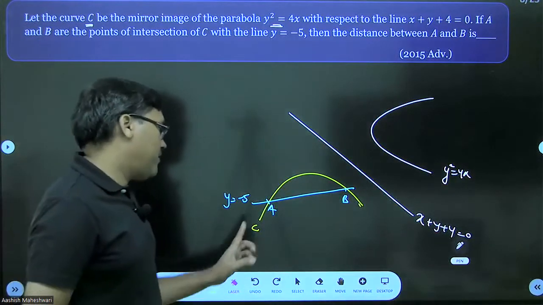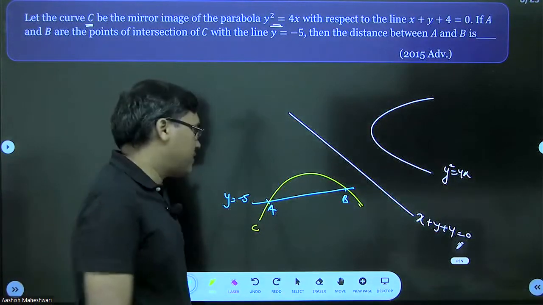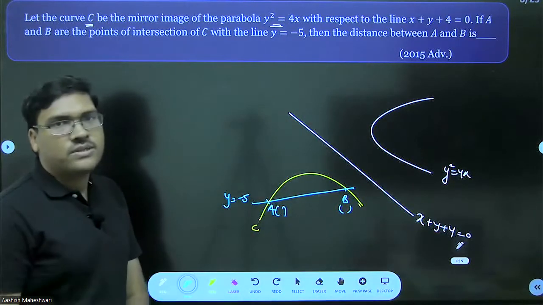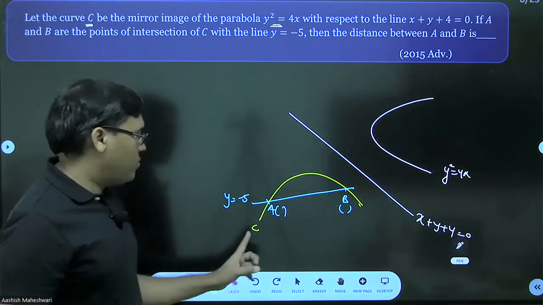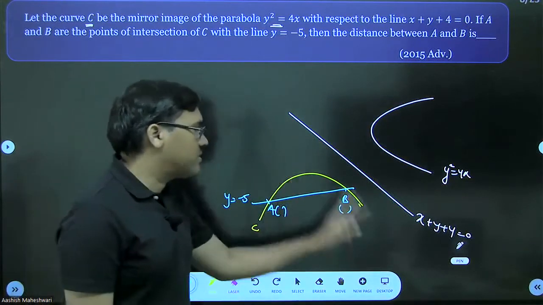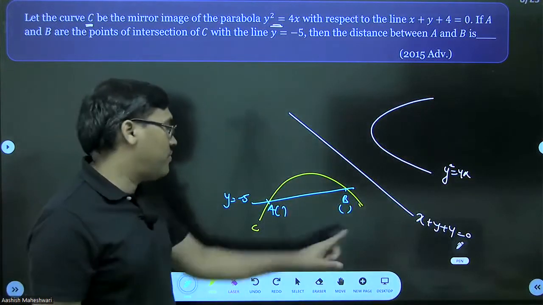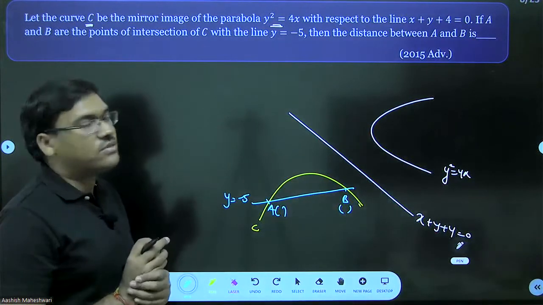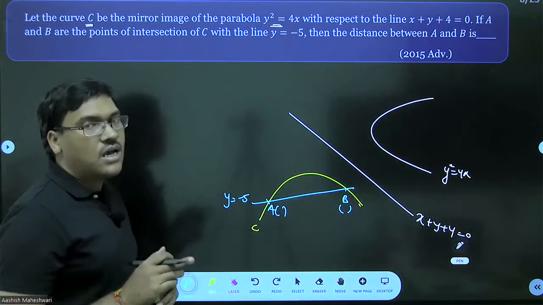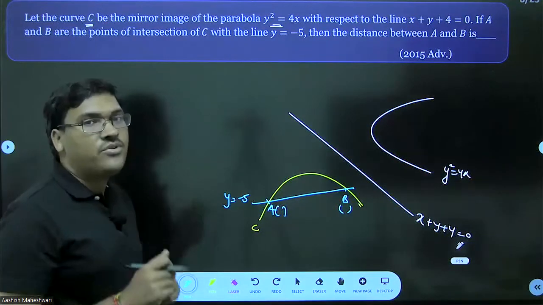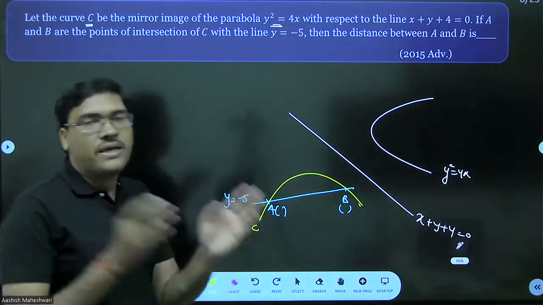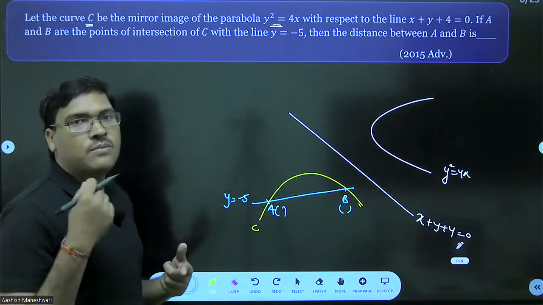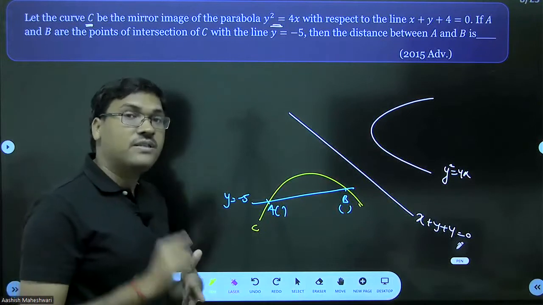See, if you have to find the distance AB, you have to just find these coordinates. If you can find this coordinate, you can easily solve this question, correct? For that, we don't know the equation of this curve here. So you have to first find the equation of this curve C. Now, how can you find the equation of this curve C? Understand this. How can you find the mirror image of one curve about any line? This is applicable in ellipse. It can be applicable in hyperbola. It can be applicable even in 3D also.